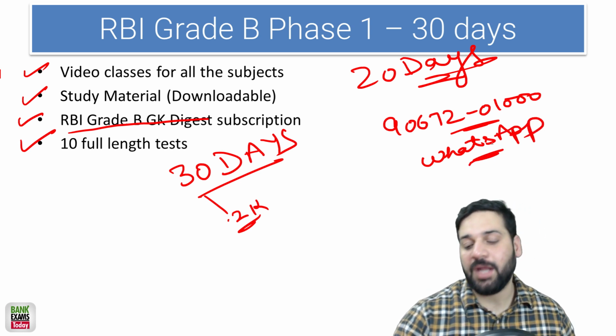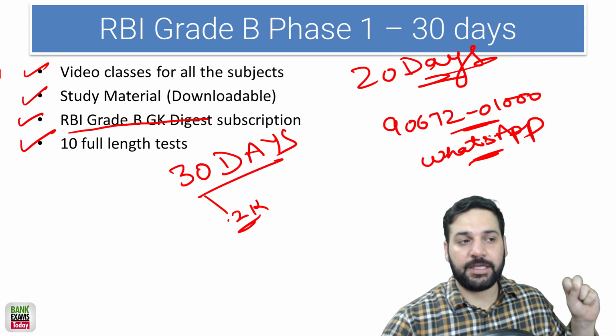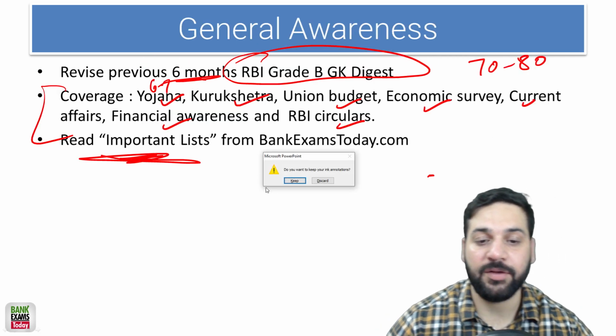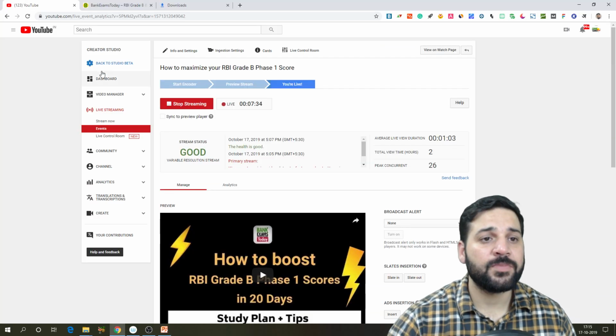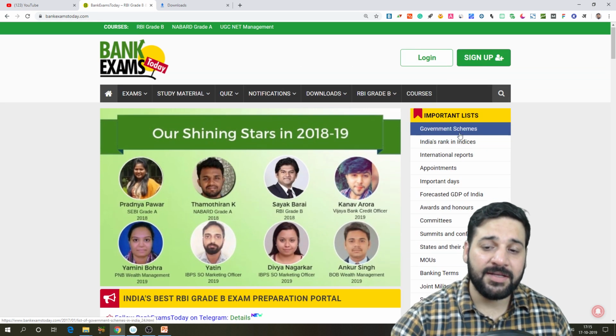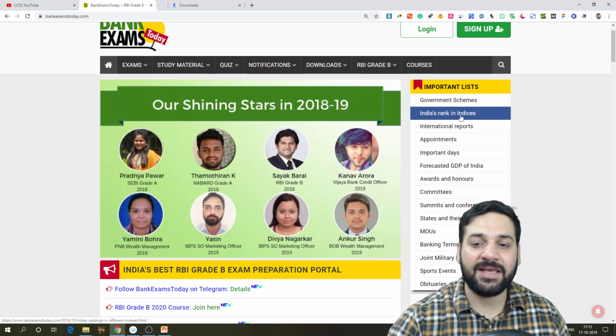One more thing I want to tell you: from where you should read the static GA, other than whatever I discussed, and the important lists, how to do that. Let me show you. So go to BankExamsToday.com, and that is also available on your mobile device. These lists are really, really important. The government schemes, India's rank and indices.